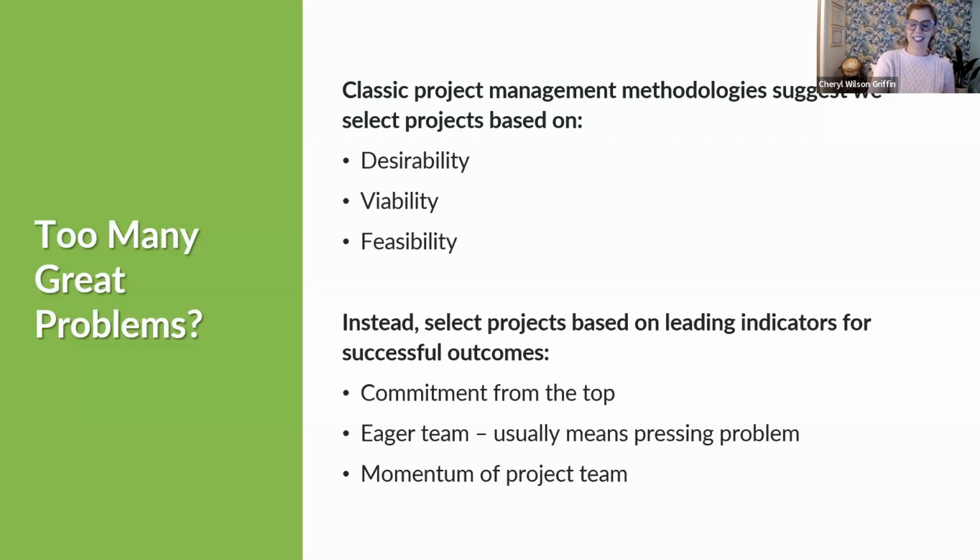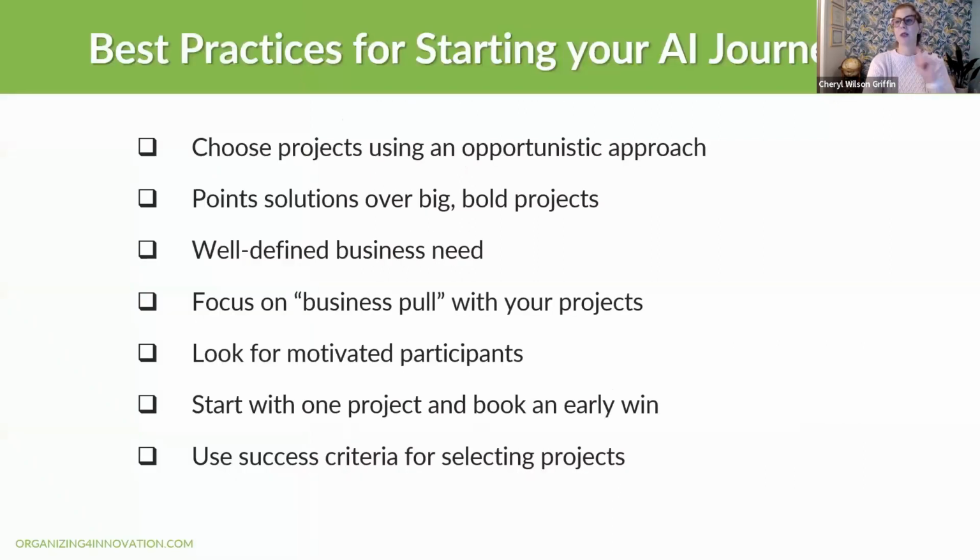Yeah. All right. So we have one question. I put together a slide with a nice little summary of the major points we talked about. Opportunistic: looking for those organic opportunities where you have really engaged people; point solutions over big crazy things; a super well-defined business need, business pull, and motivated participants; start with a single project and book an early win; and use success criteria as opposed to old-fashioned viability rating systems.